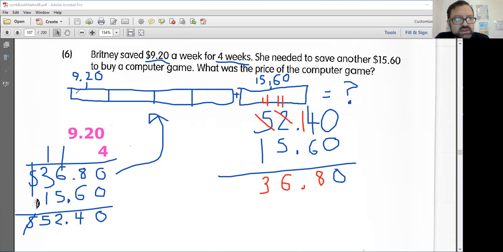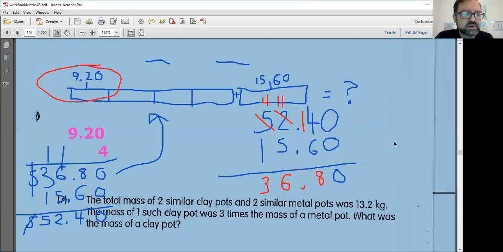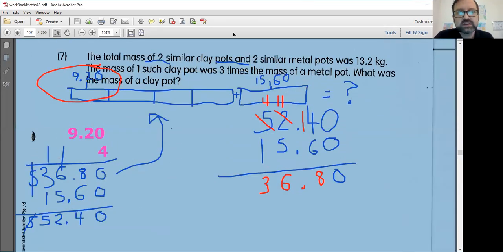36.80. If we add up 9.20 plus 9.20 plus 9.20 plus 9.20, we should end up with 36.80. This seems to be correct, all right? I know that 20 times 4 is 80. I also know that 9 times 4 is 36. So our math seems to be correct. Let's keep on moving. Problem number 7.